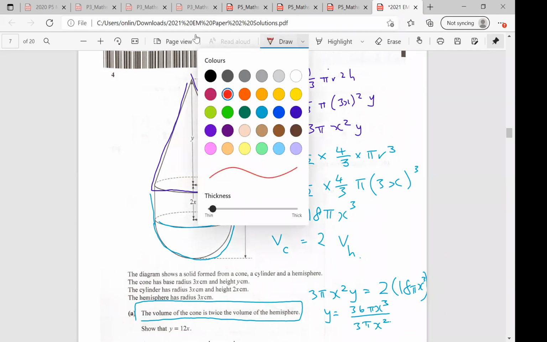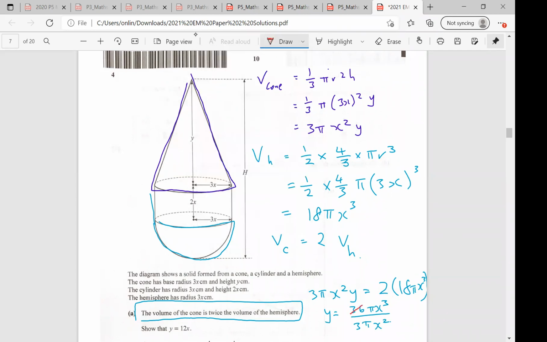To make it clearer, I will use a different color here. If I cancel this 3, I will have 1 here, and I have 12 here. My pi can just cancel off, my x squared can be cancelled off, and then I have an x here. So what I have here is basically just 12x, because my bottom is becoming 1 already. So we have proven that y is equal to 12x. So this is shown. Please remember to write that it's shown here.